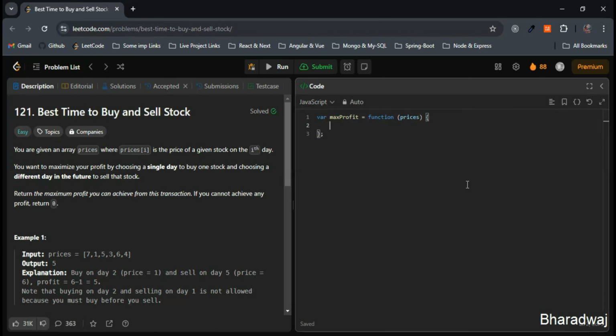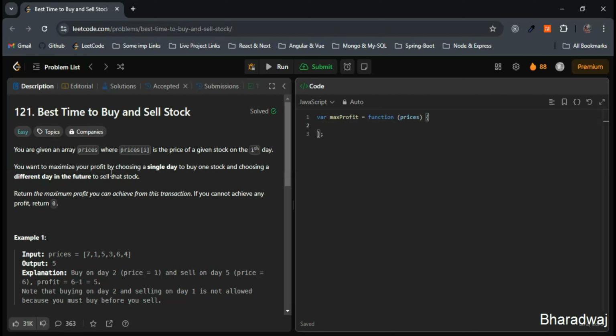Hello everyone. Today let's solve the Leetcode problem number 121, Best time to buy and sell stock. What the question says: you are given an array prices, and prices[i] is the price of a given stock on the ith day.